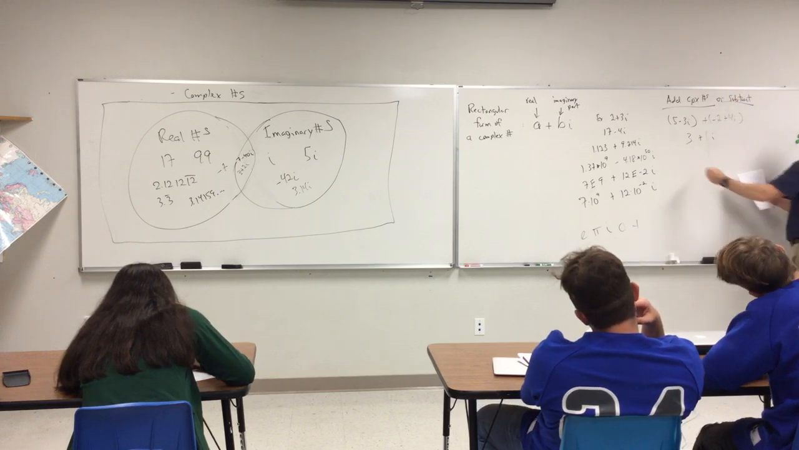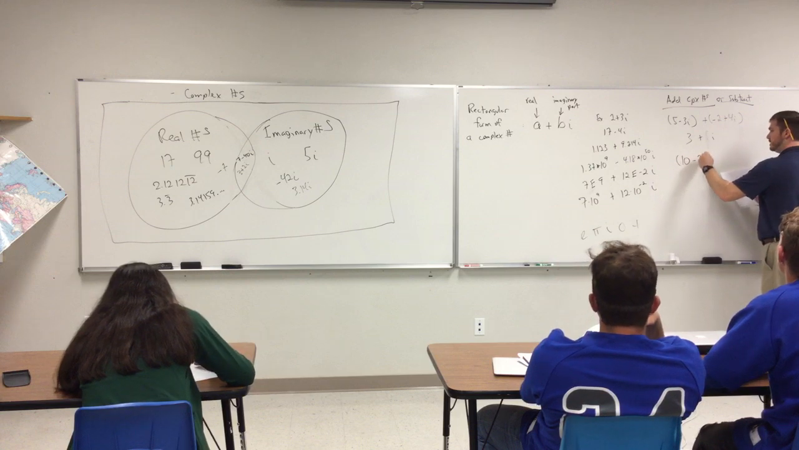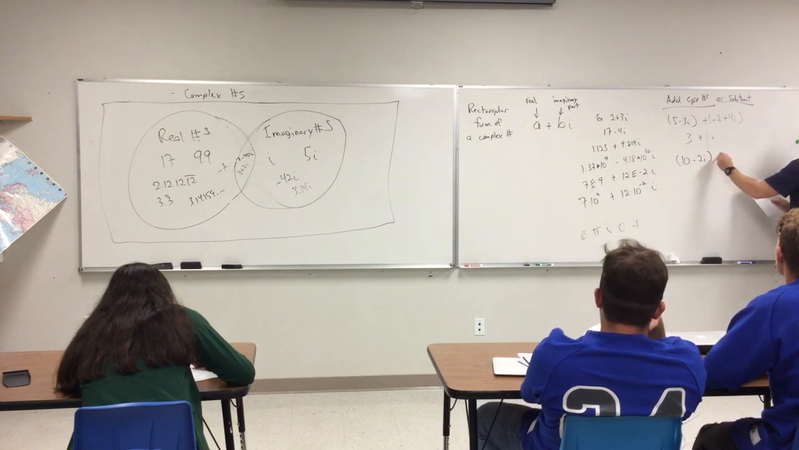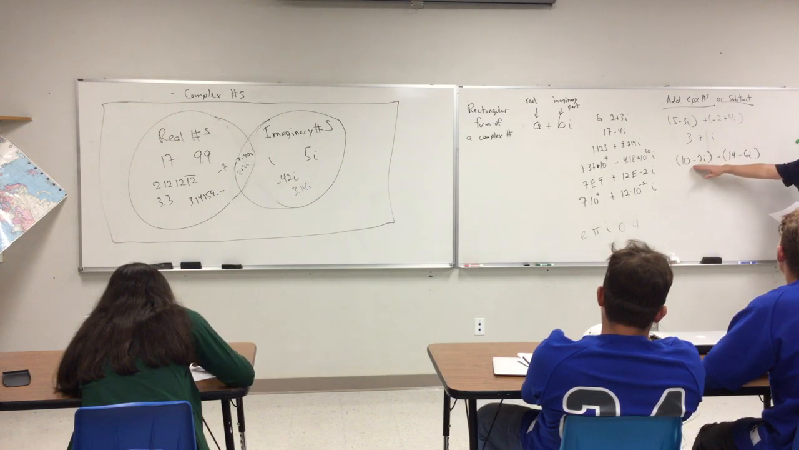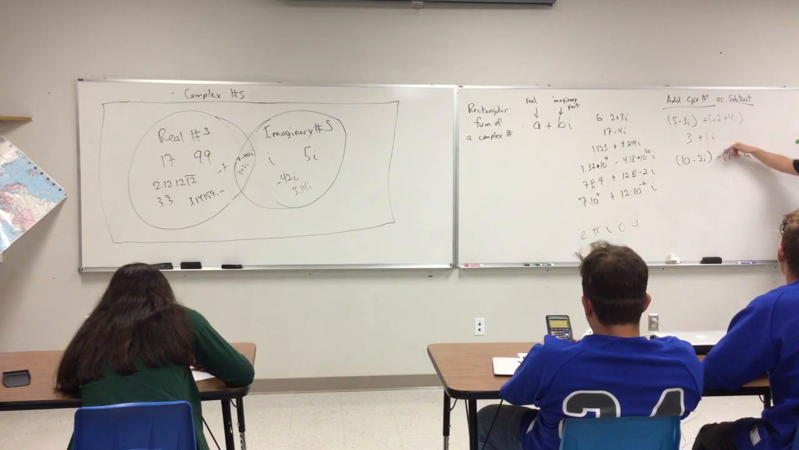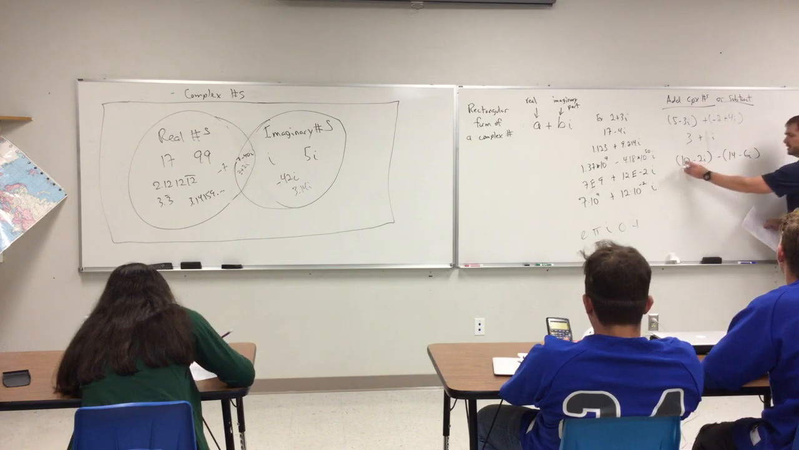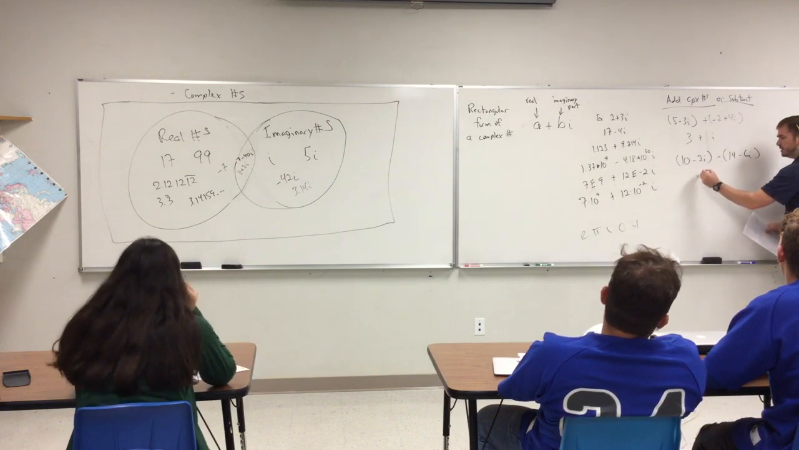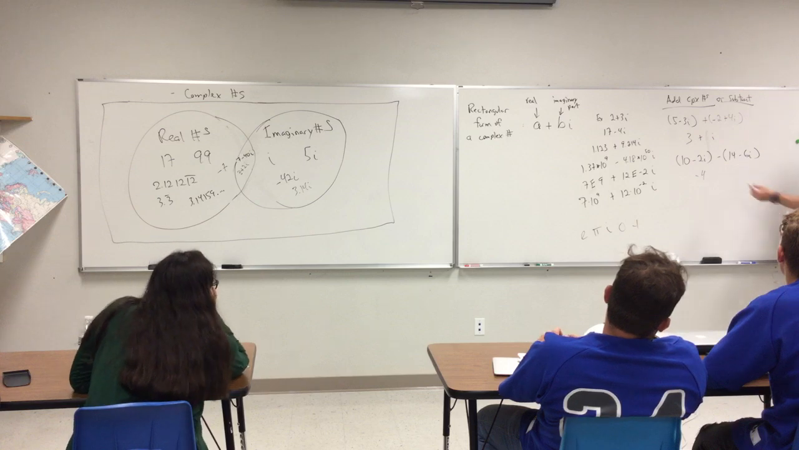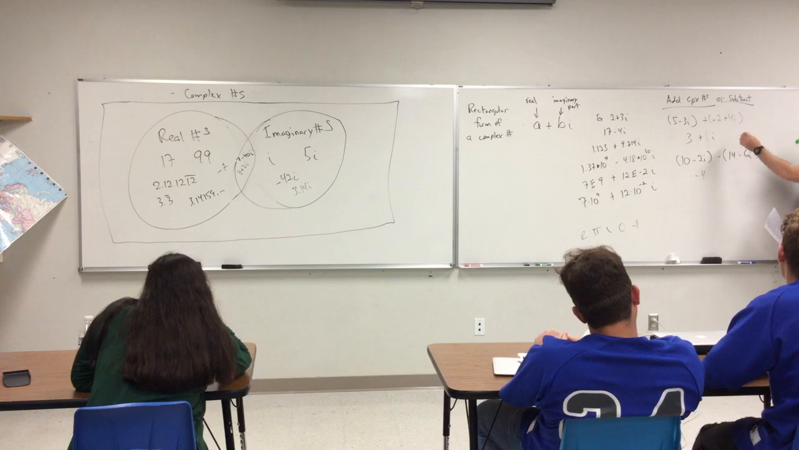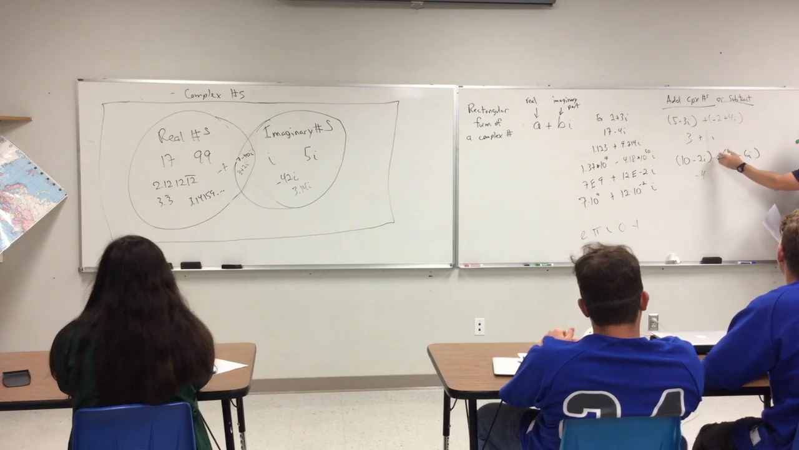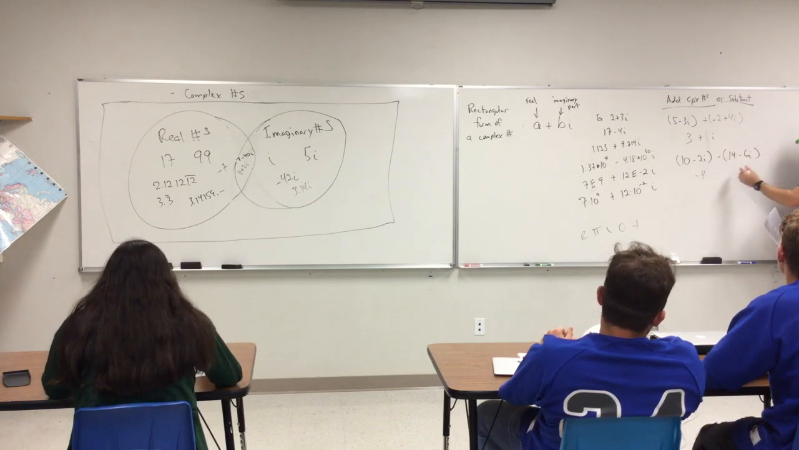I've got an example here. 10 minus 2i minus 14 minus 6i. I have a complex number minus another complex number. You can literally just think of it as that minus getting distributed here, and you can say 10 minus the 14, negative 4, and then the negative 2 minus a negative 6. Well, minus a negative is the same thing as adding, right? So negative 2 plus 6i.